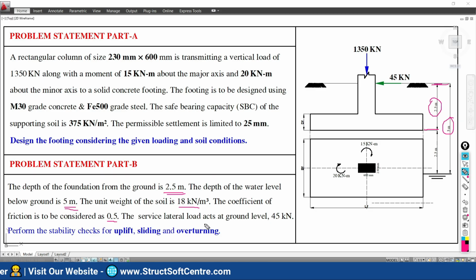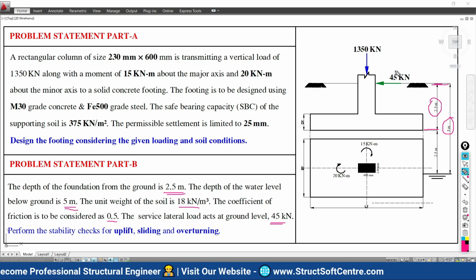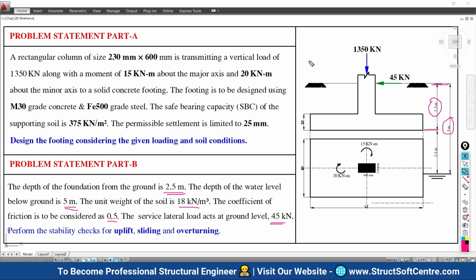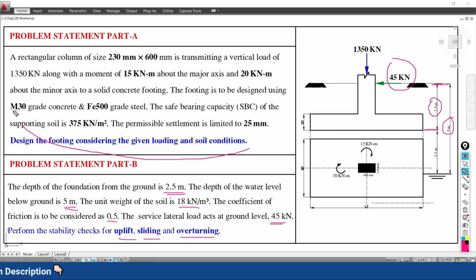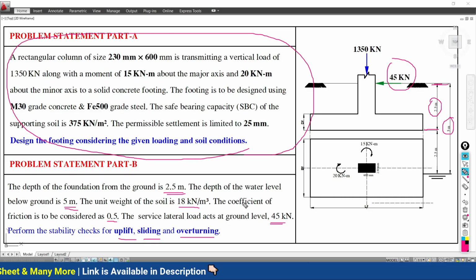The service lateral load acting at the ground level is 45 kilonewton. So the lateral load is also acting on this foundation at the ground level, 45 kilonewton. It is the service load. We have to perform the stability checks for uplift, for sliding and for overturning. So basically, in the general case, for the normal foundation design, we are given this data just to do the simple design when there is no need to perform the stability checks.